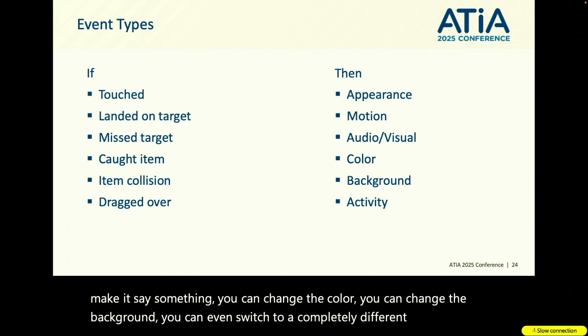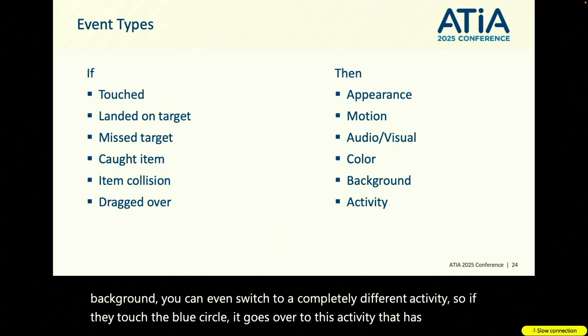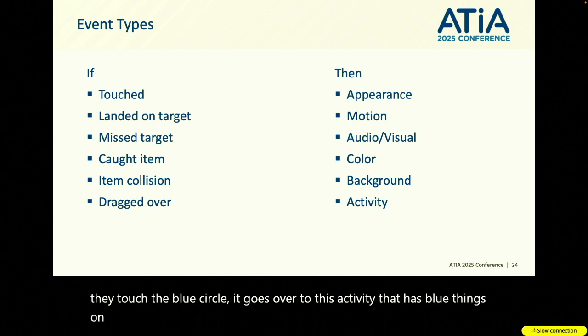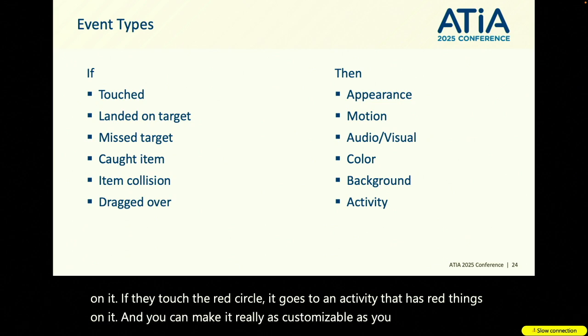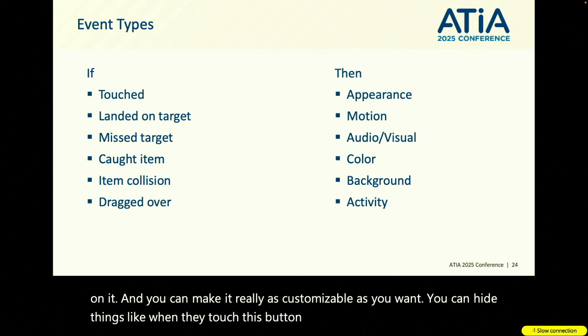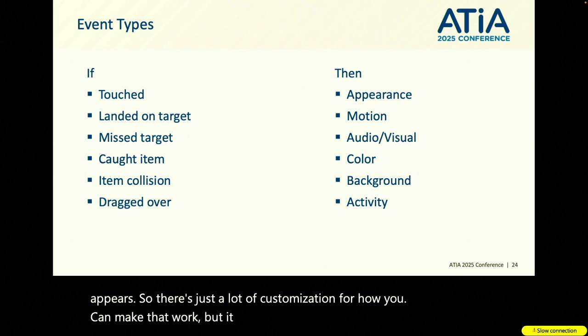So if they touch the blue circle, it goes over to this activity that has blue things on it. If they touch the red circle, it goes to an activity that has red things on it. You can make it really as customizable as you want. You can hide things, so when they touch this button, something shows up and appears. There's just a lot of customization for how you can make that work, but it really is easiest to think about it as if-then statements.